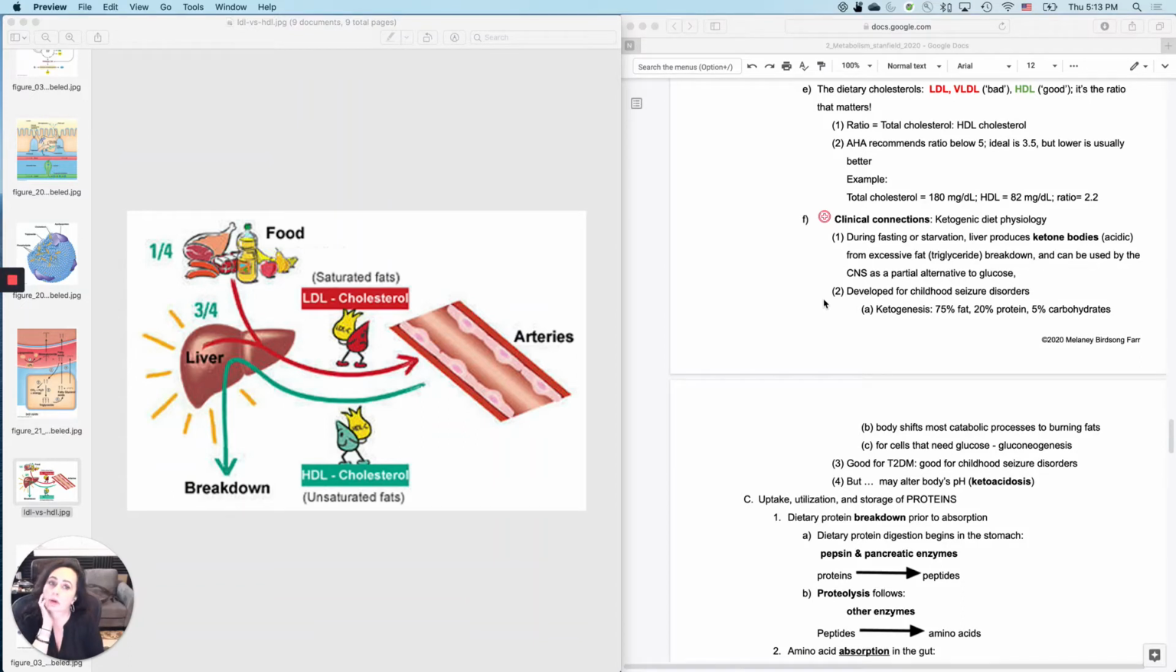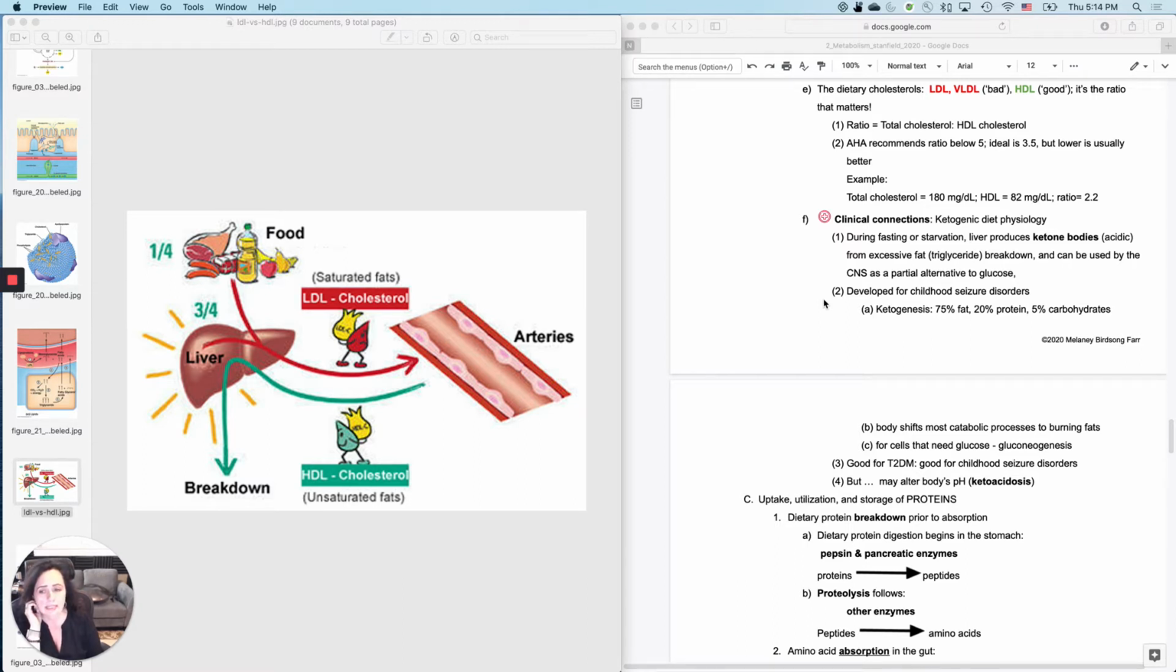Just a little bit more about lipids. This is specifically about dietary cholesterols, including, for instance, when your physician tells you that you have high cholesterol. What does that mean? What do you actually look for? What do you actually want it to be? And then I'll also talk a little bit about the ketogenic diet physiology and what it has to do with this story, because it makes it a little more interesting.